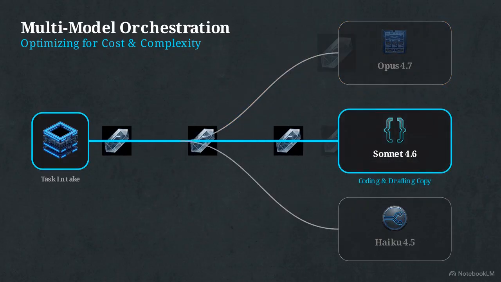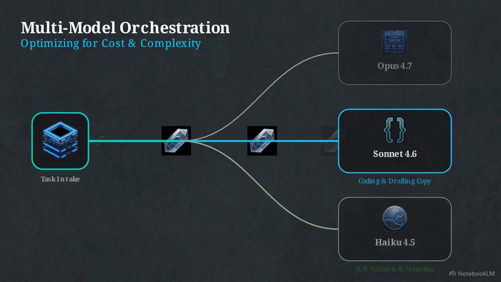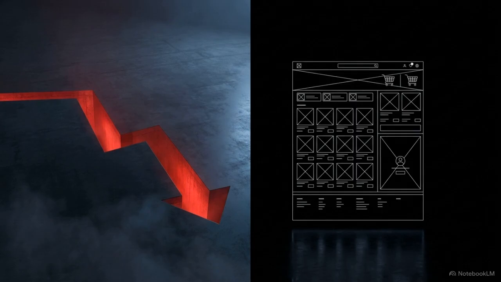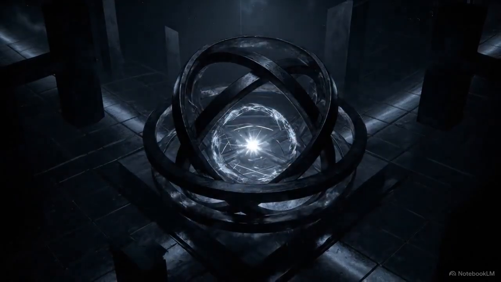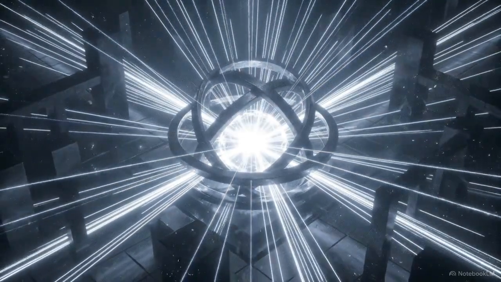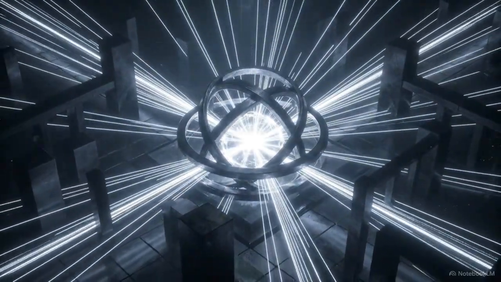The fastest, lowest-cost model is dedicated to high-volume mechanical tasks like variant generation and metadata tagging. This routing methodology optimizes compute costs while maintaining the quality of the final architecture. The final step is execution, deploying the successfully compiled web architecture out to a live, global production environment.